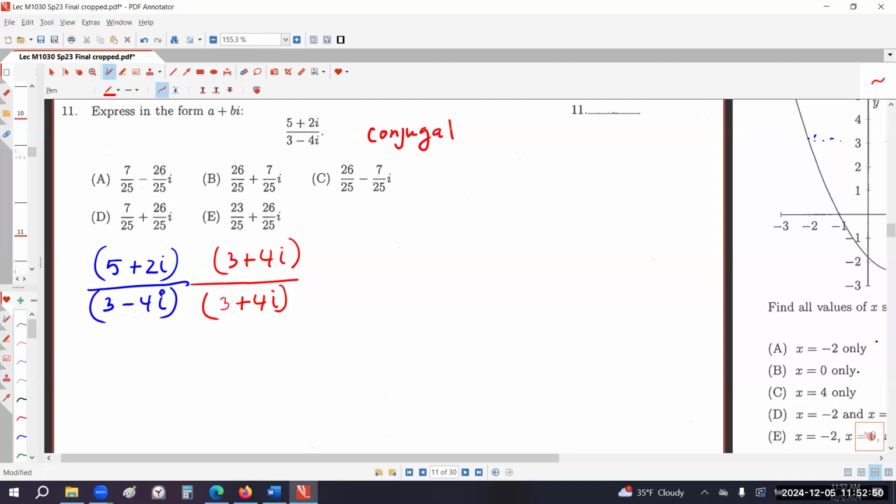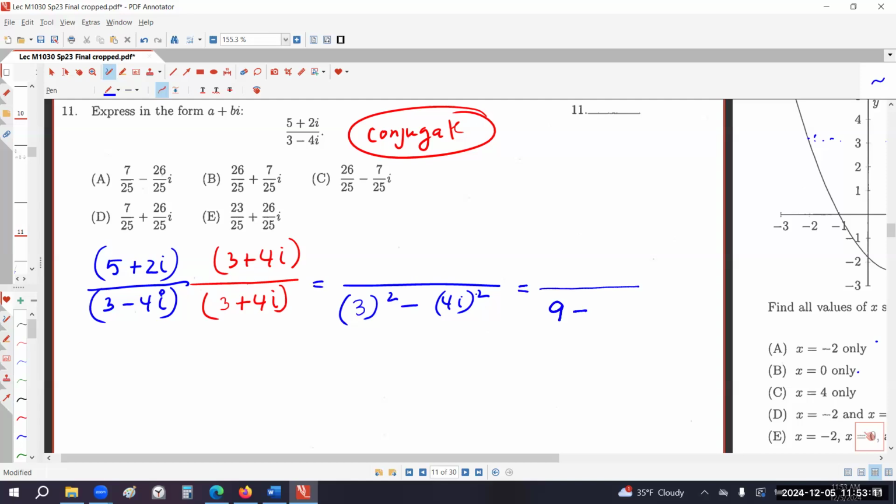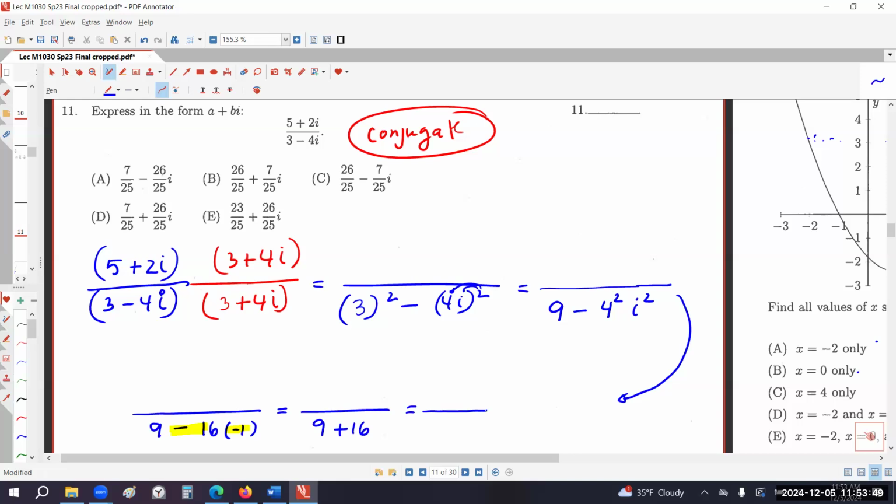We love conjugates because of the question we just did. The denominator, we don't have to FOIL them out, because it's simply 3 squared minus 4i squared. 3 squared gives us 9, and we distribute the square, so it's 4 squared i squared. What is i squared? -1. So we have 9 minus 16 times -1. -16 times -1 turns into a positive, so it's 9 plus 16. How much is 9 plus 16? 25.